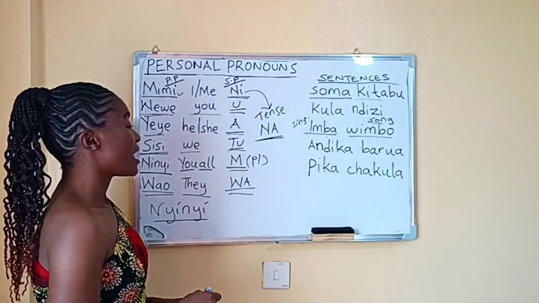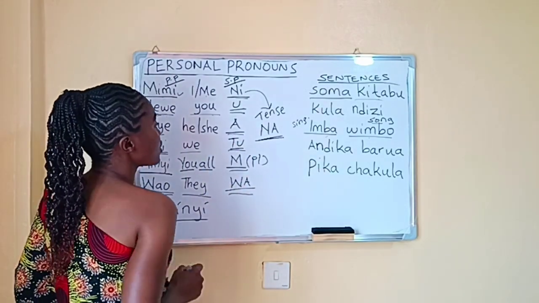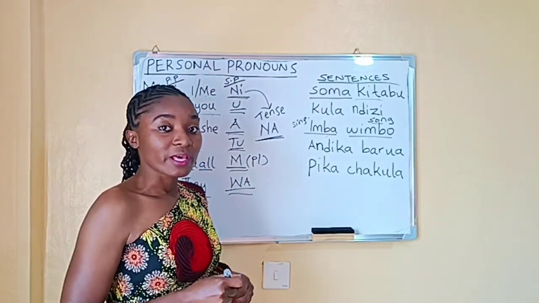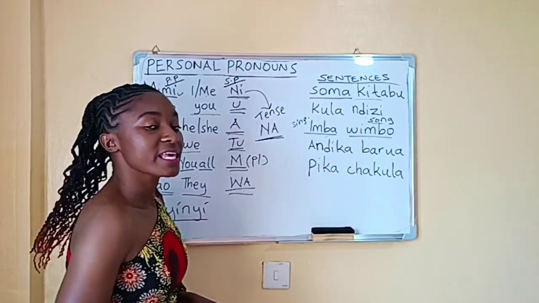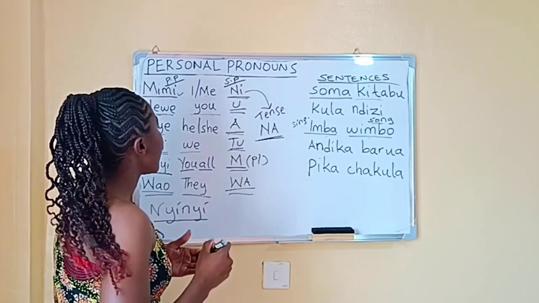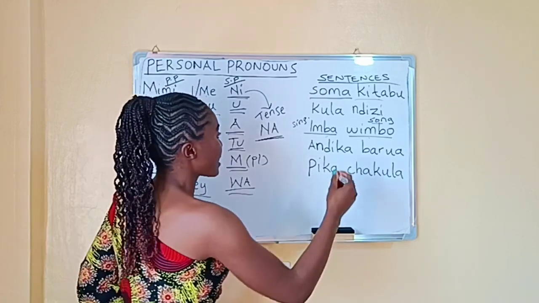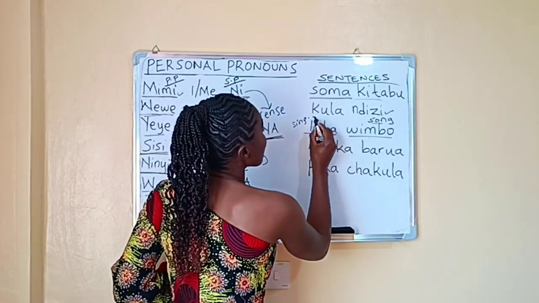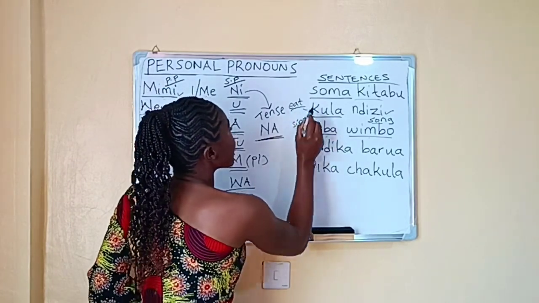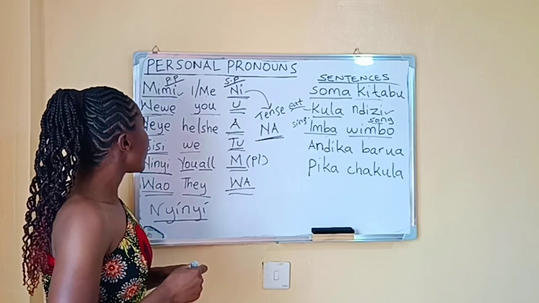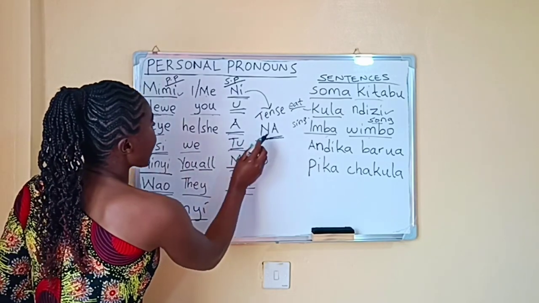So the next one is yeye. Yeye a. Remember, yeye a. So you're going to look at yeye a, okay? Yeye anakula ndizi. He or she is eating a banana. So ndizi is banana. Kula is eat. Kula eat. Ndizi banana.